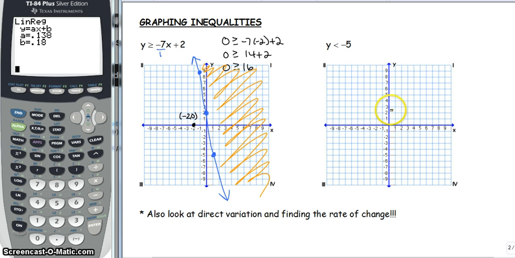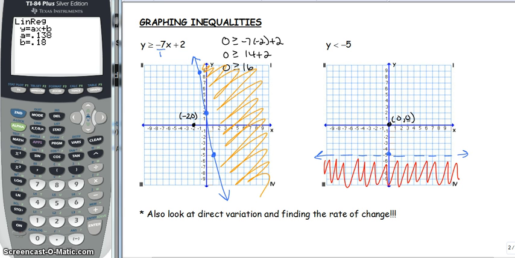Then we've got y is less than negative 5. Y equals a number is a horizontal line. So I've got a horizontal line when y is negative 5. Since it's less than, we're going to have a dashed line. And since it's less than, we are going to shade everything below. If you didn't know which way to shade, remember, use your test point. 0, 0 would be the easiest point for that one to test.